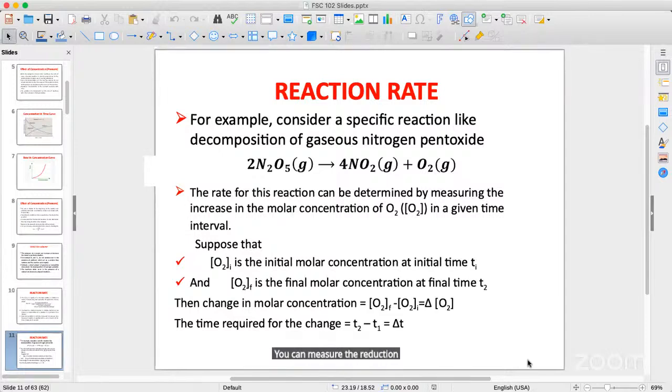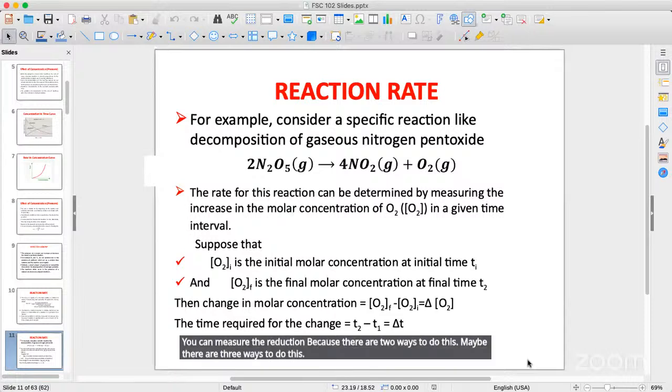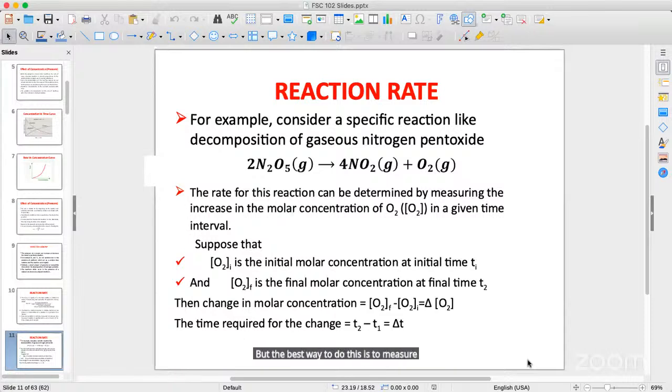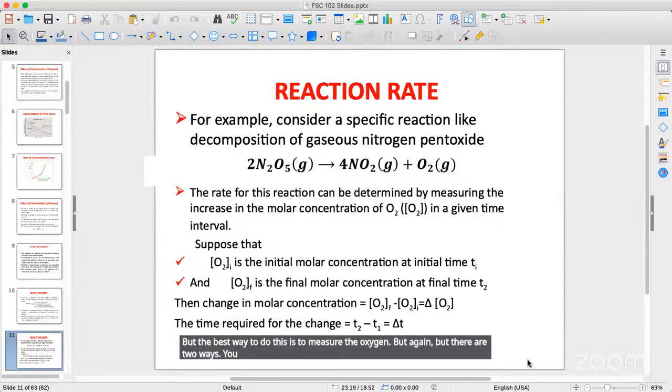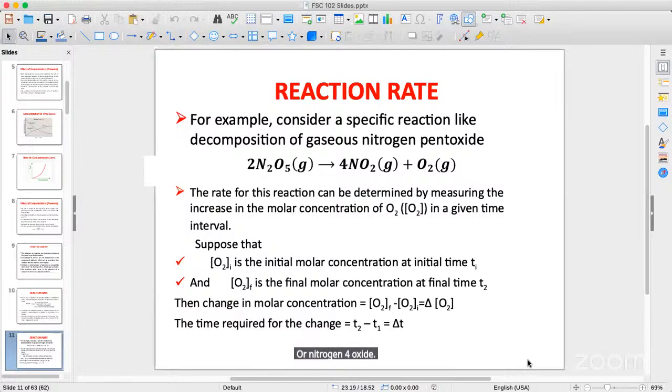Because there are two ways to do this. In fact, maybe there are three ways to do this. But the best way to do this is to measure the oxygen. But there are two ways. You can look at the reduction in the concentration of N2O5, or you can look at the increase in the concentration of oxygen or nitrogen tetroxide. But let's say we want to use oxygen.